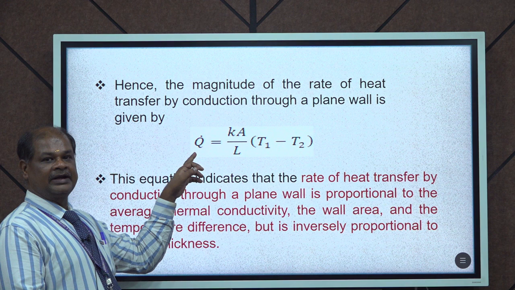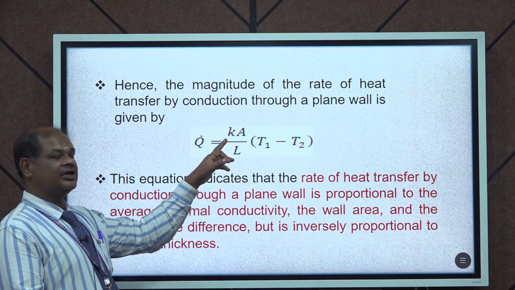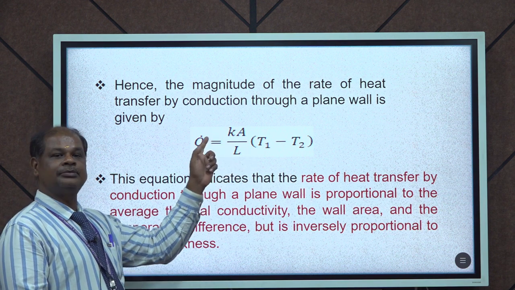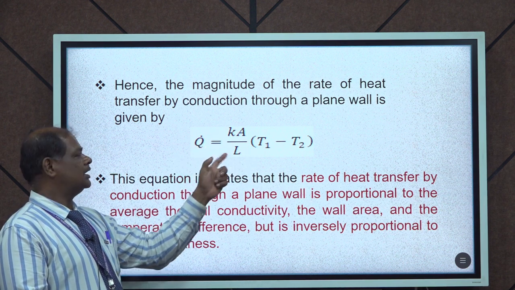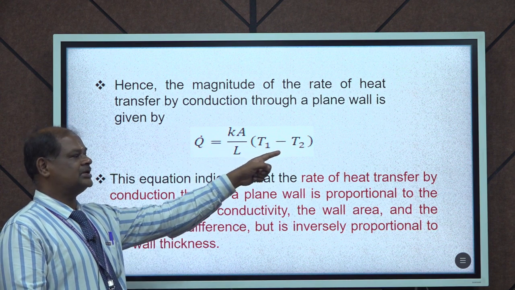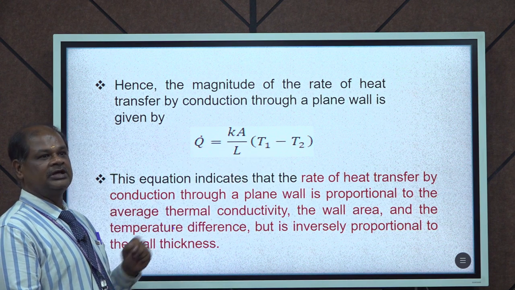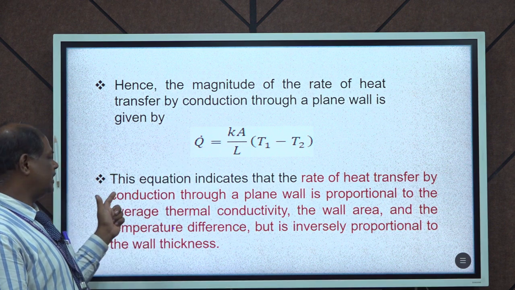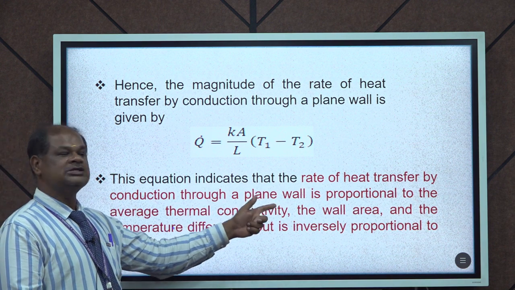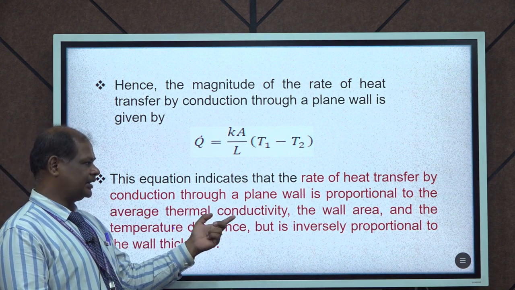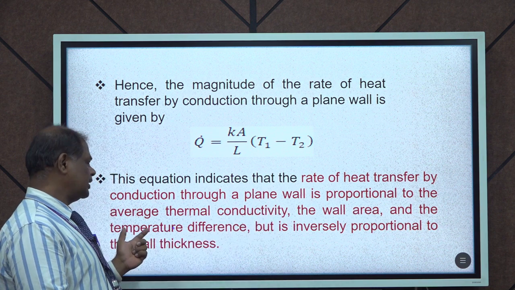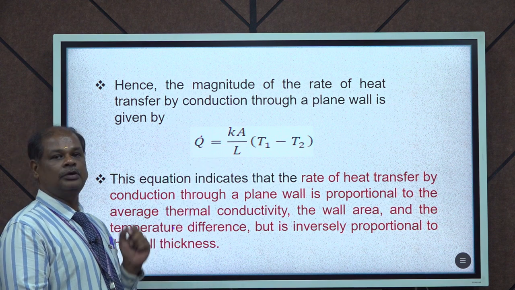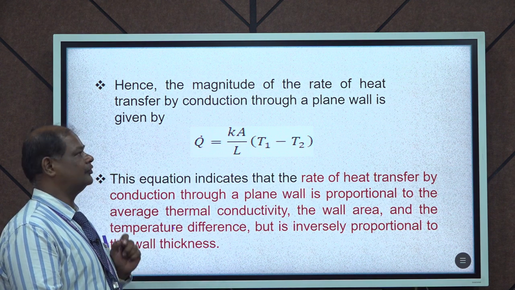So we can get the rate of heat transfer by rearranging the equation: Q is equal to K A divided by L, into T1 minus T2. K is the thermal conductivity, A is the area, L is the thickness, T1 is the inlet temperature and T2 is the outlet temperature. It is the rate of heat transfer through the plane wall. That is, the rate of heat transfer by conduction through the plane wall is proportional to the average thermal conductivity of the wall and the temperature difference, and inversely proportional to the wall thickness. So it is the final form of the rate of heat transfer through the plane wall.